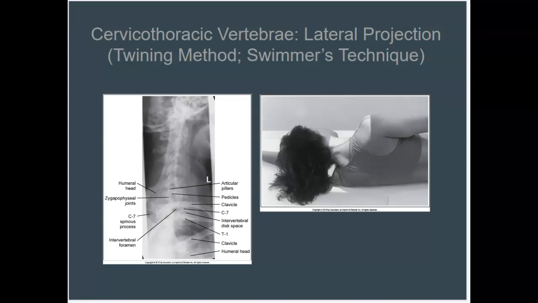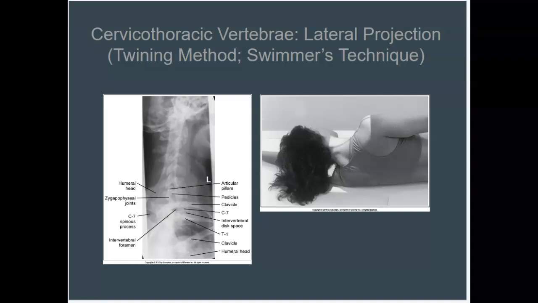Image analysis guidelines state that the right and left cervical zygapophyseal joints and articular pillars and posterior ribs should be demonstrated as superimposed. The humerus that is elevated above the head should be aligned with the vertebral column. The 5th through 7th cervical vertebra are demonstrated without shoulder superimposition.